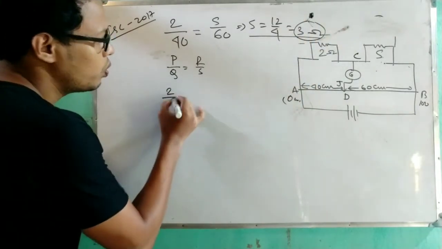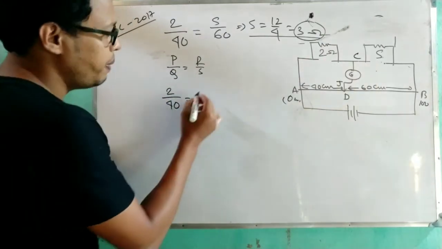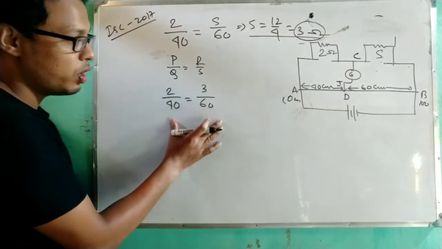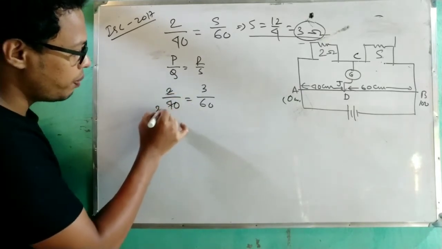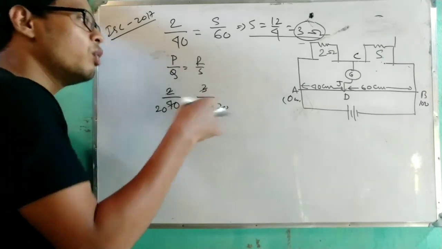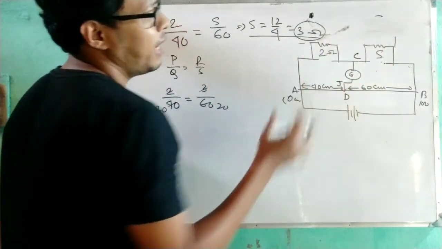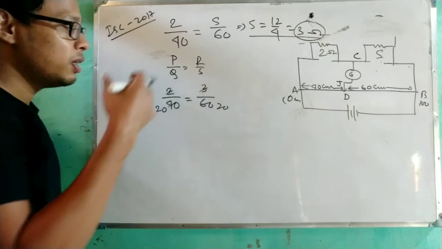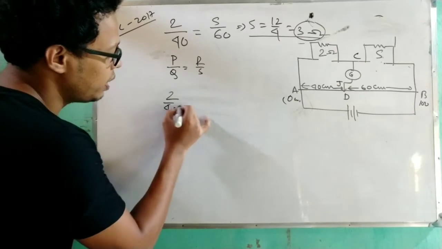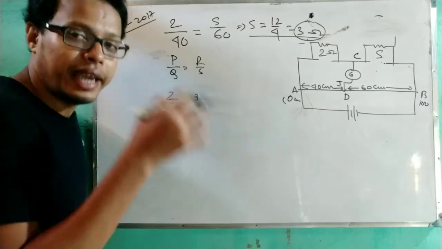Now P is 2, Q is 40, equals S, which means here we got 3 divided by 60. This is the normal condition. We can get 2 by 40, which is 1 by 20, and 3 by 60, which is 1 by 20. So it has matched. Now, suppose the resistance X is connected across S, but we don't know whether the connection is series or parallel.